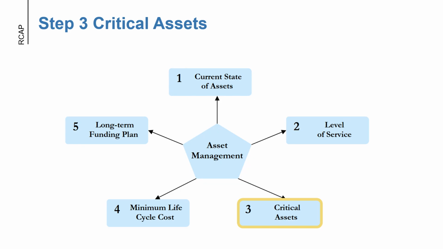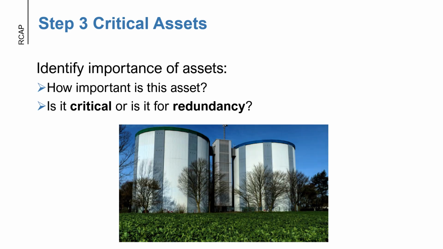You can decide how critical each asset is and rank them accordingly. Many water systems have already accomplished this type of analysis through their vulnerability assessment. So in identifying the importance of your assets, you're really the only one that knows how important that asset is, and is it critical or is it for redundancy?